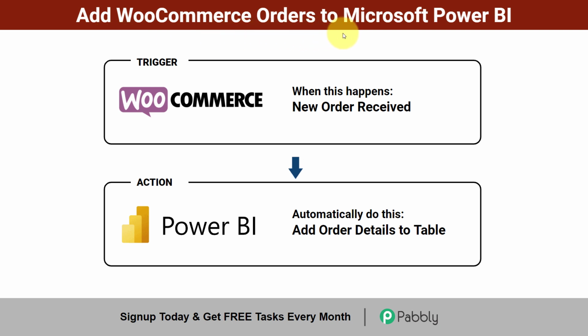Add WooCommerce orders to Microsoft Power BI automatically. So assume that a new order is just received from your e-commerce store. Now here I'll show you how you can add the same order details automatically and in real time to the table of Power BI, visualize the order related data, and do further analysis from the reports of Power BI. So if you also want to sync the order related data with Microsoft Power BI in real time, then come with me and I will show you everything step by step.